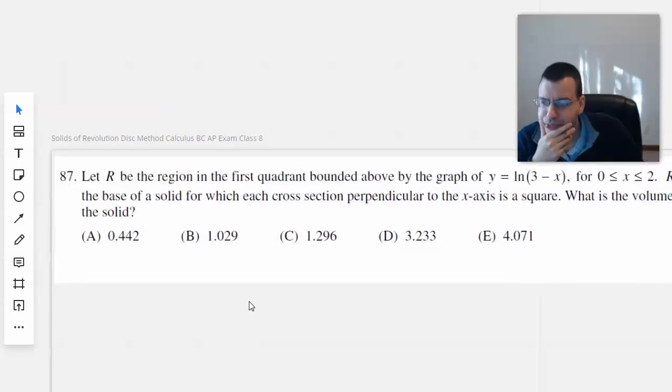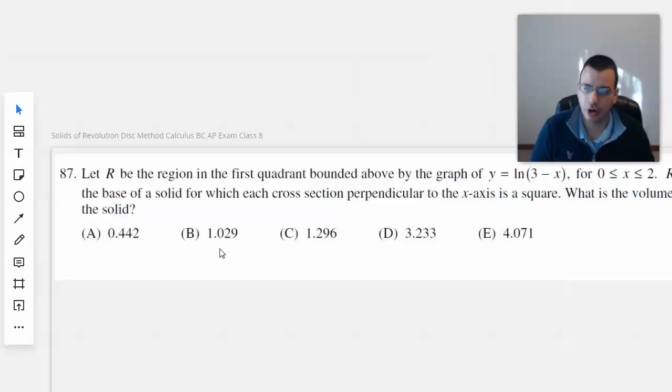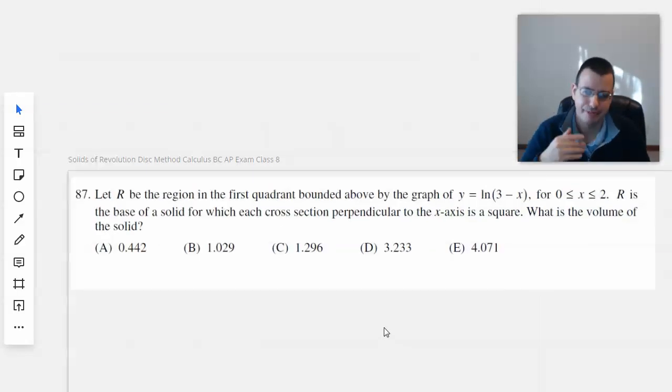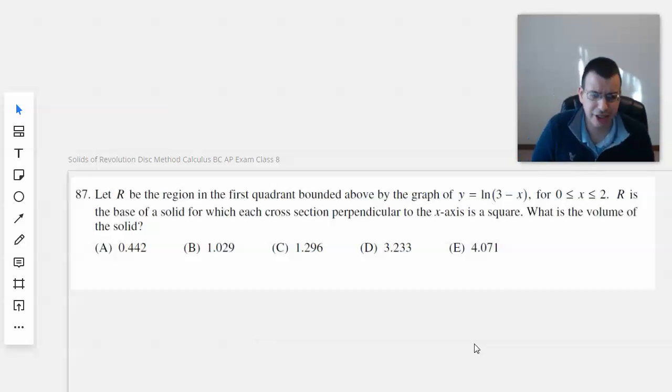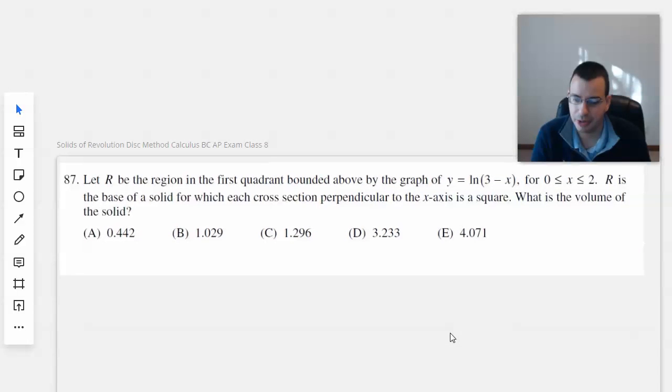Great value. Probably. Let R be the region in the first quadrant bounded above by the graph of y equals natural log of 3 minus x, for 0 less than x less than 2. That makes sense because it'll start from natural log of 3, which is a little bigger than 1, and move down to natural log of 3 minus 2, which is natural log of 1, which is 0. R is the base of a solid for which the cross-section perpendicular to the x-axis is a square. What is the volume of the solid?